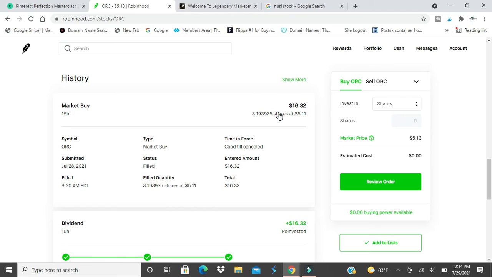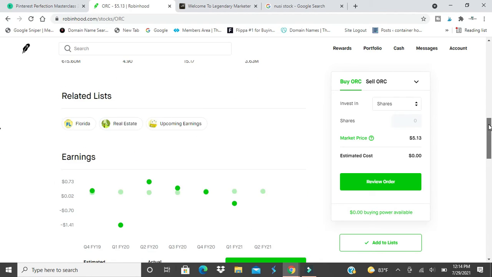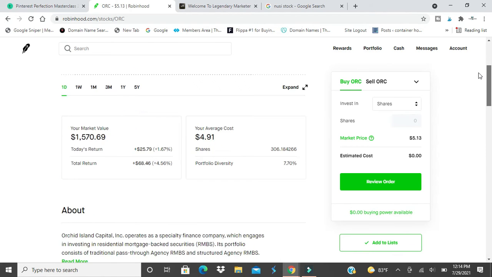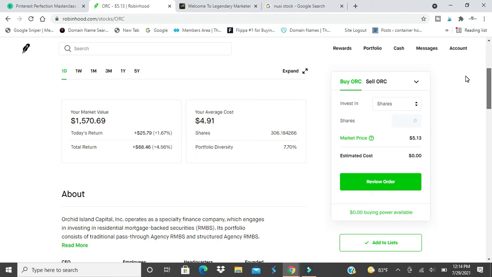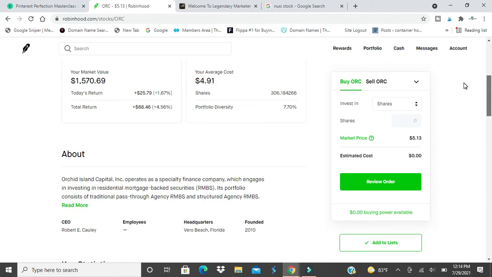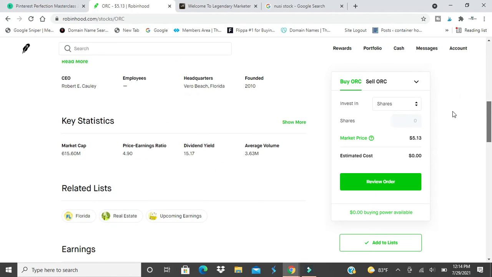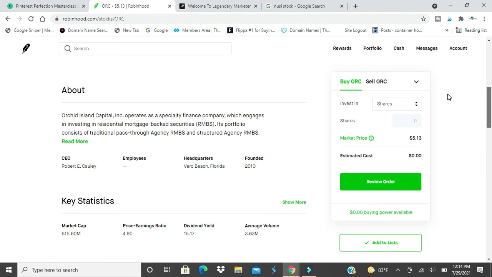So at 9:30, $16.32 got me 3.19 shares at $5.11. So every month, think about it. Every month, $11, not bad either. Every month is going to make more money, even with three shares.